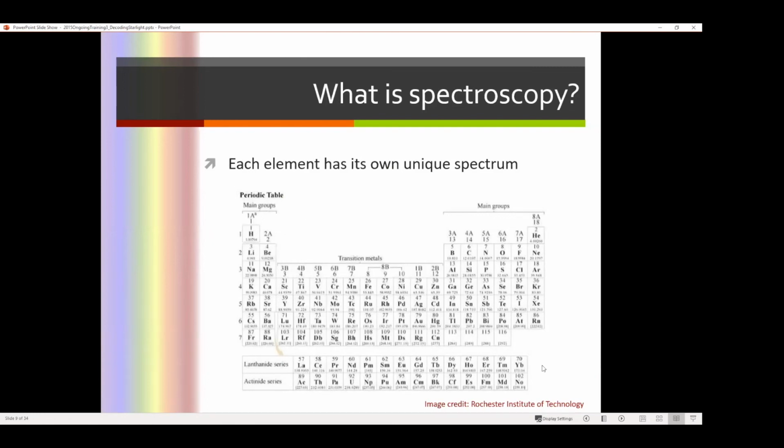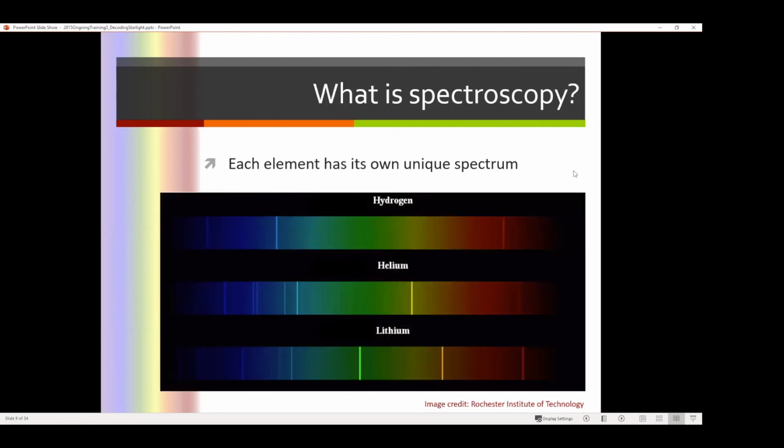But the periodic table here, each of these elements, each of them emits its own unique spectrum. So it has a spectral fingerprint, and it is unique to each element. So we can use that, and now I'm going to show you what the spectrum looks like for the first three elements, hydrogen, helium, and lithium.